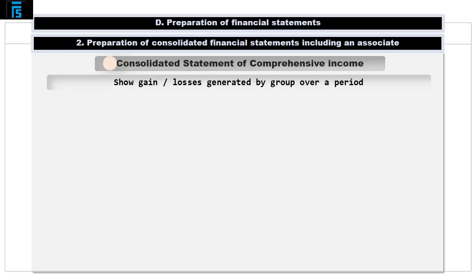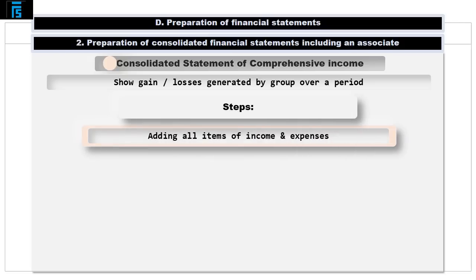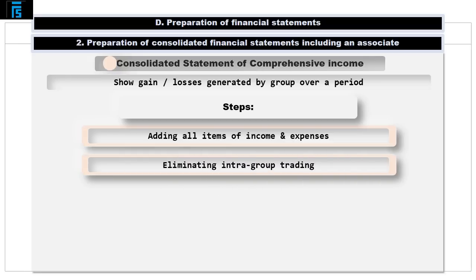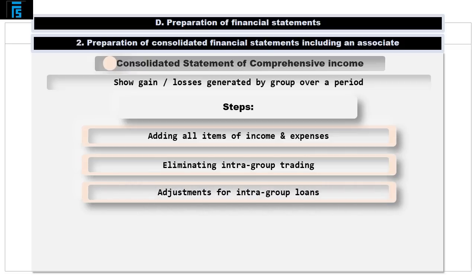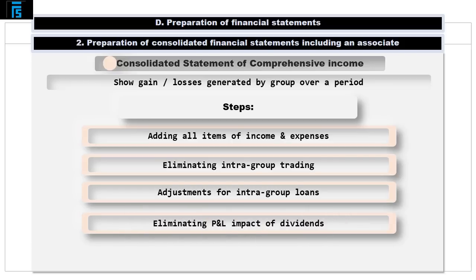In light of this, the method of producing a consolidated income statement involves taking the following steps: adding all items of income and expenses of the subsidiary to those of the parent entity, eliminating the effects of intra-group trading, typically by making adjustments to consolidated sales revenue and cost of sales, adjusting consolidated finance income and expenses for the effects of intra-group loans and borrowings, eliminating the P&L impact of dividends received by the parent from its involvement with subsidiaries.